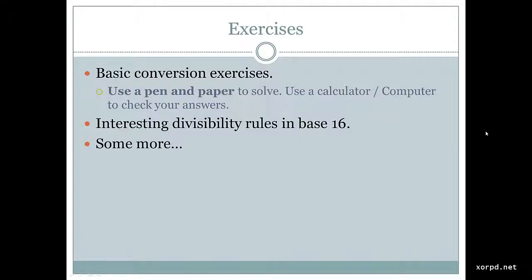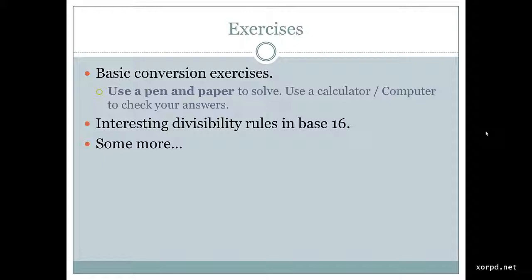Some words about the exercises, mostly about what you are going to see. There are basic conversion exercises in which you will convert numbers from binary to hex and vice versa, and maybe to some other interesting or less interesting bases. Please use a pen and paper to solve them. This is very important. It will make sure that you understand things.